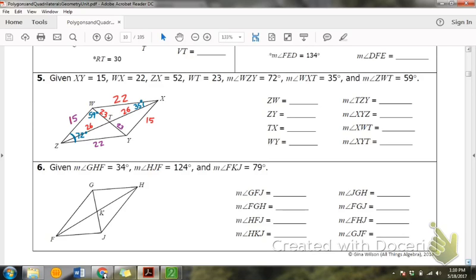So some of you have already started filling in. Go ahead and fill in what you know. We're going to answer the questions. We know ZW is also 15. How much is ZY? What are you guys saying for ZY? Ashley, what did you say for ZY? Okay, well, ZY is the same as WX, right? And how much is WX? No, WX is 22. So ZY is how much?